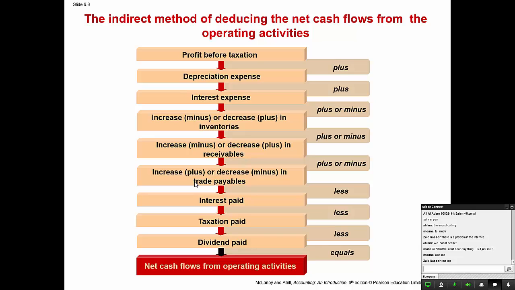Okay, and then after that we have those three items, which are the interest paid, tax paid and dividend paid. Those we all deduct from this amount, and then we will get the net cash flows from operating activities.